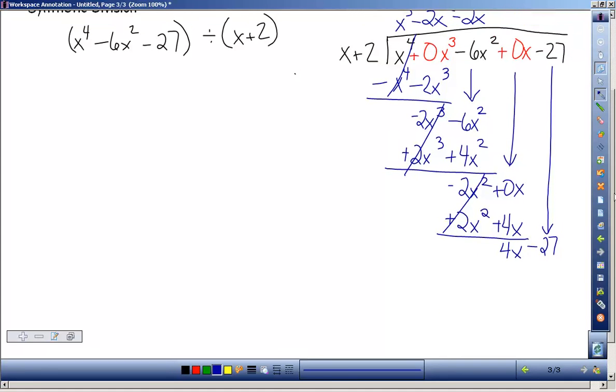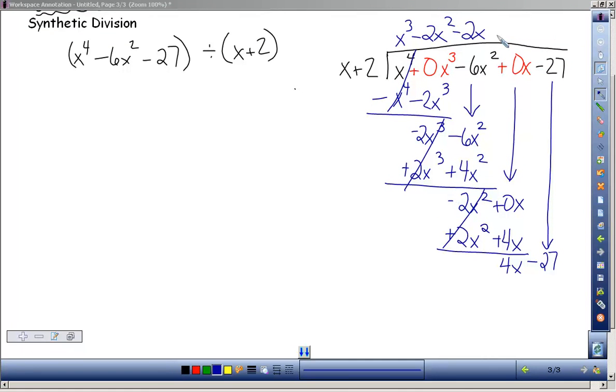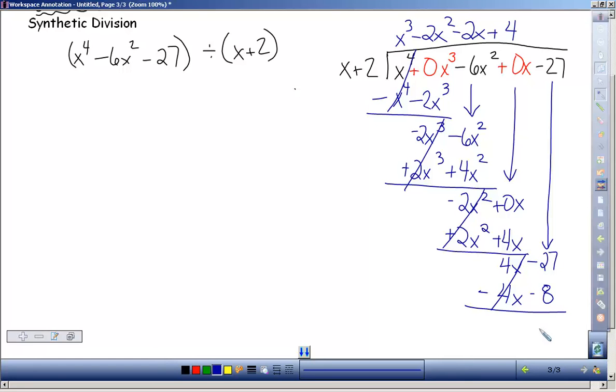And I get 4x divided by x, which is just going to be positive 4. It's going to give me 4x plus 8. Subtracting, so I'll subtract both of those. That'll cancel. Negative 27 and negative 8 is negative 35, which is my remainder. So I'll write that as a fraction, plus negative 35 all over x plus 2. And so that would be the long division for this particular problem.